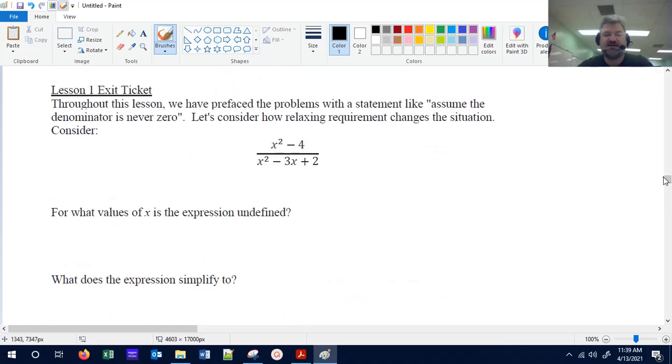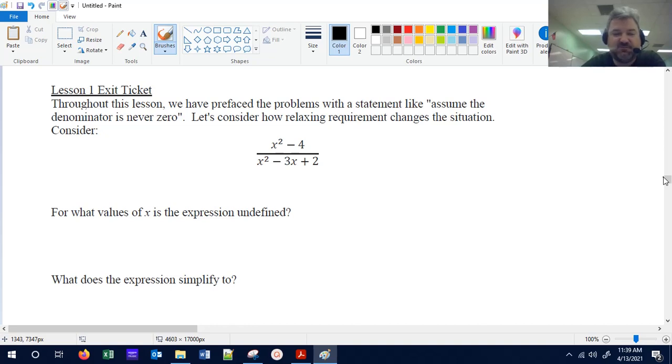All right, for the exit ticket, I'd like to just talk briefly about what it means to not assume the denominator can never be 0. So this entire lesson, each one of the instructions always said, for simplicity, assume that the denominator cannot be 0. Let's see what happens if we relax that requirement. So consider x squared minus 4 over x squared minus 3x plus 2. For what values is this expression undefined?